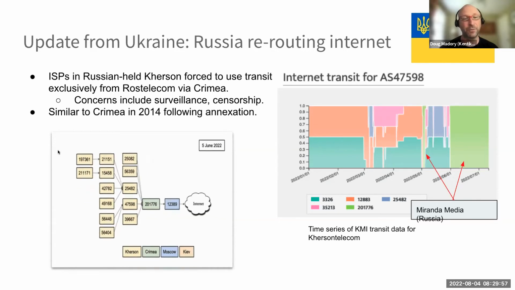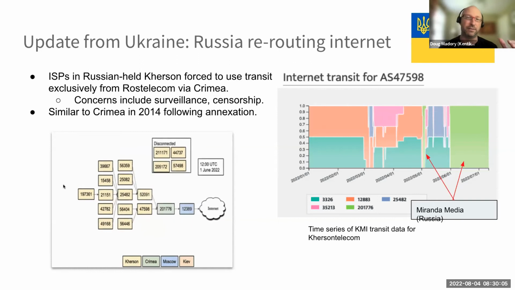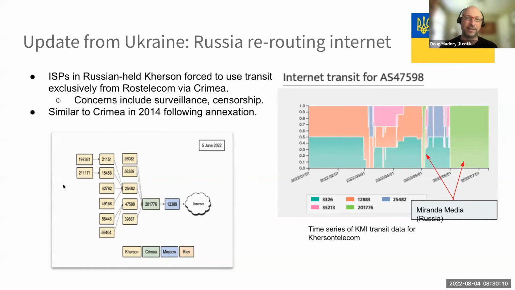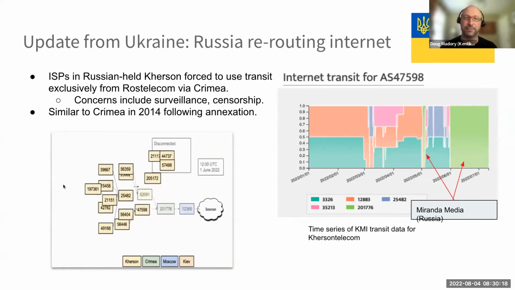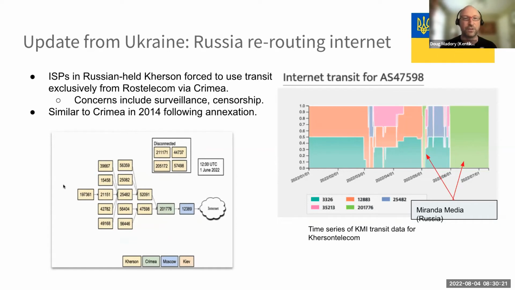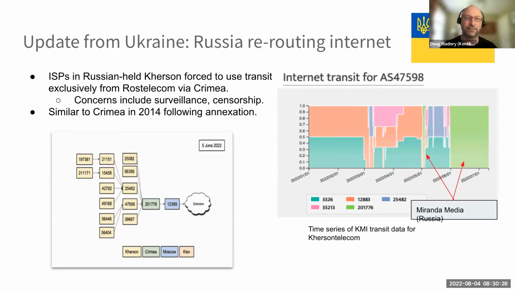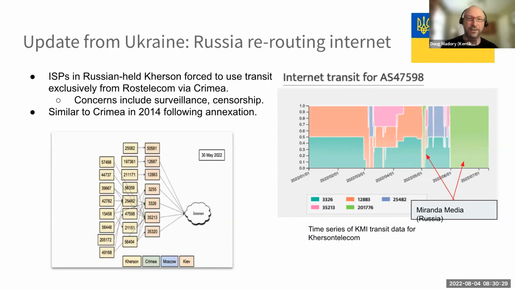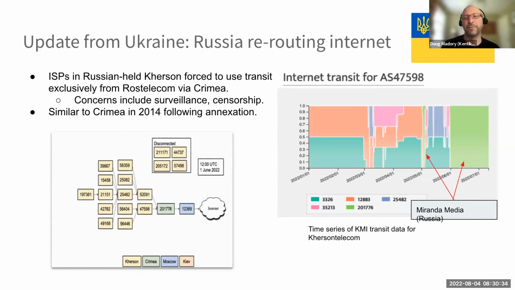We'll be following this. On the graphic on the right, I mentioned earlier that we looked at the scores and stats around transit for a network. You can look at it for customer scores as well, but this is a temporal view of transit for AS 47598, which is Kherson Telecom. The retail name is Skynet, and this shows how that changed over time. It was pretty stable until the war started, and then we see this in all the graphs for this region: a lot of instability, and now they're beholden behind Miranda Media. That's the latest from Ukraine, Steve.